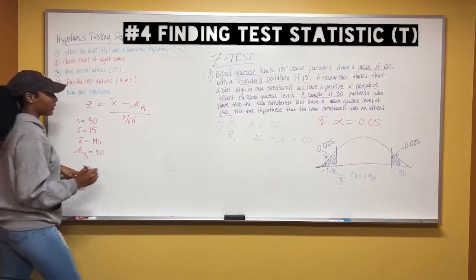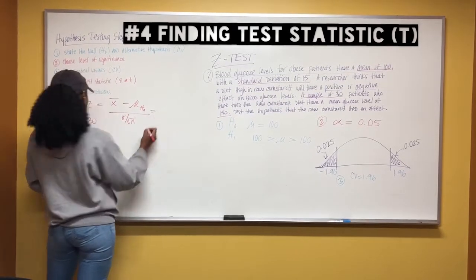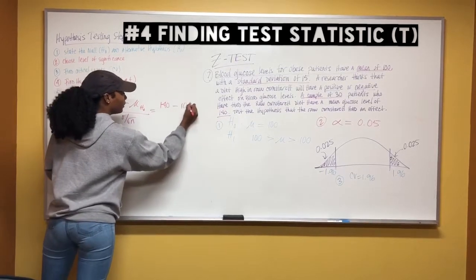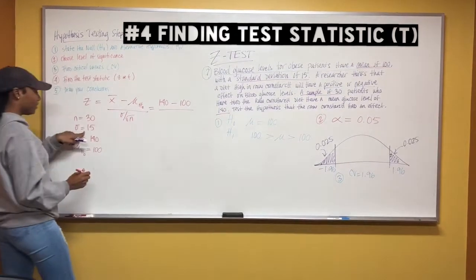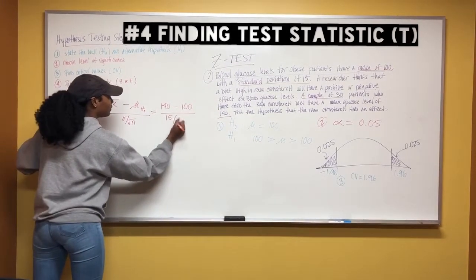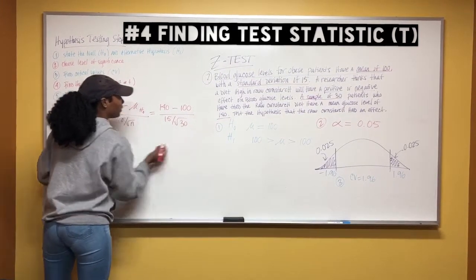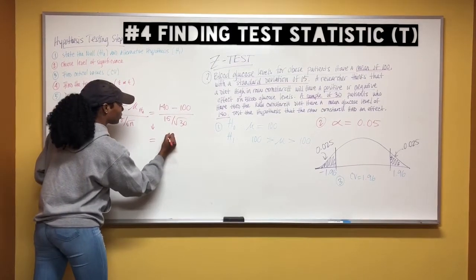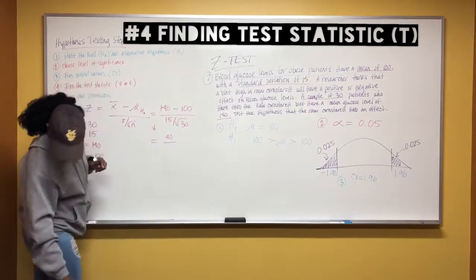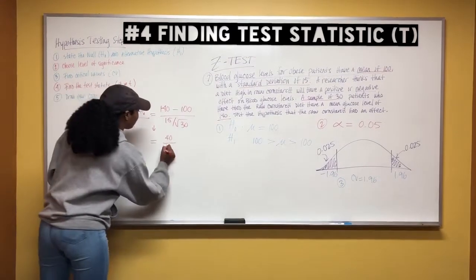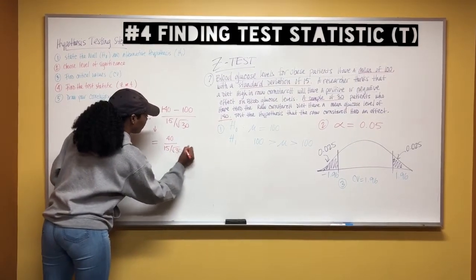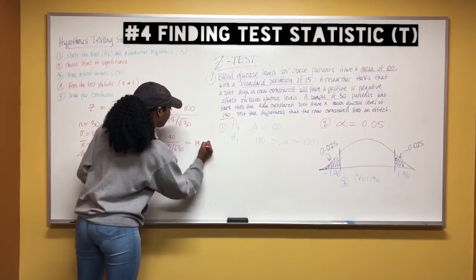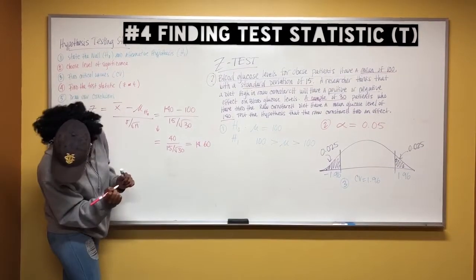Now we'll just fill in the blanks. Z equals 140 minus 100 all over 15 divided by the square root of 30. Now we're going to solve for this. This equals 40 all over 15 over the square root of 30, which ends up equaling 14.6059.